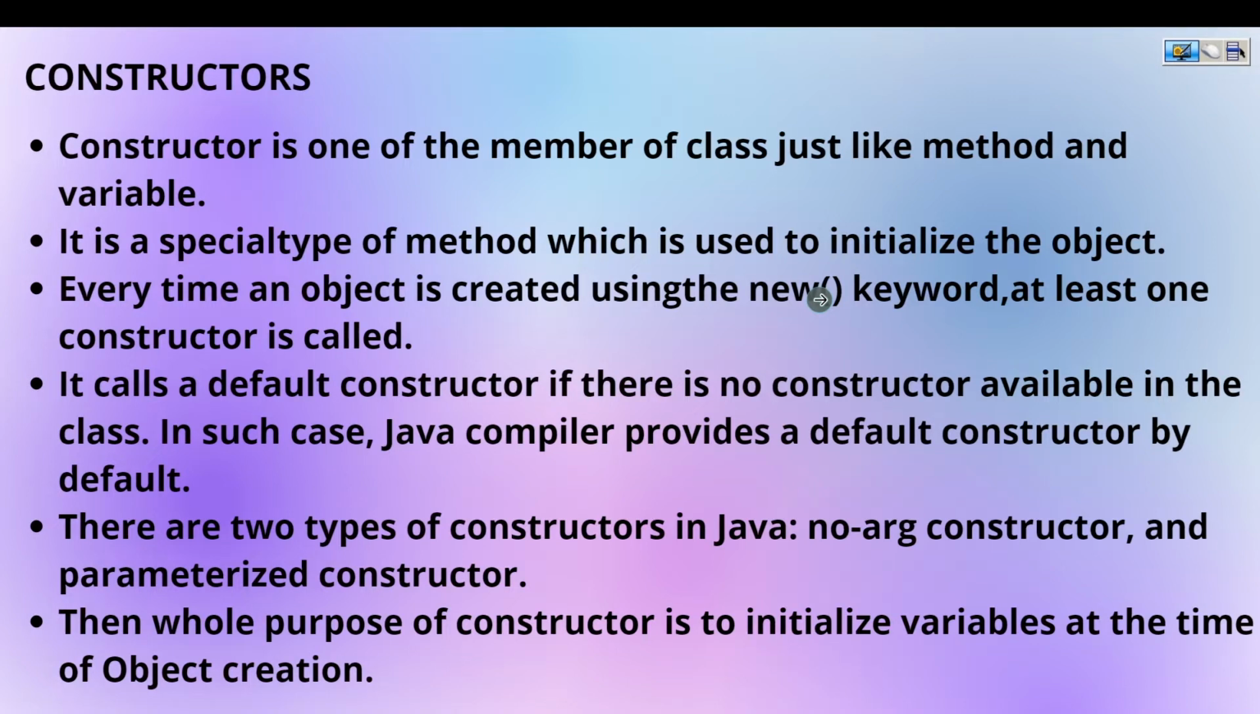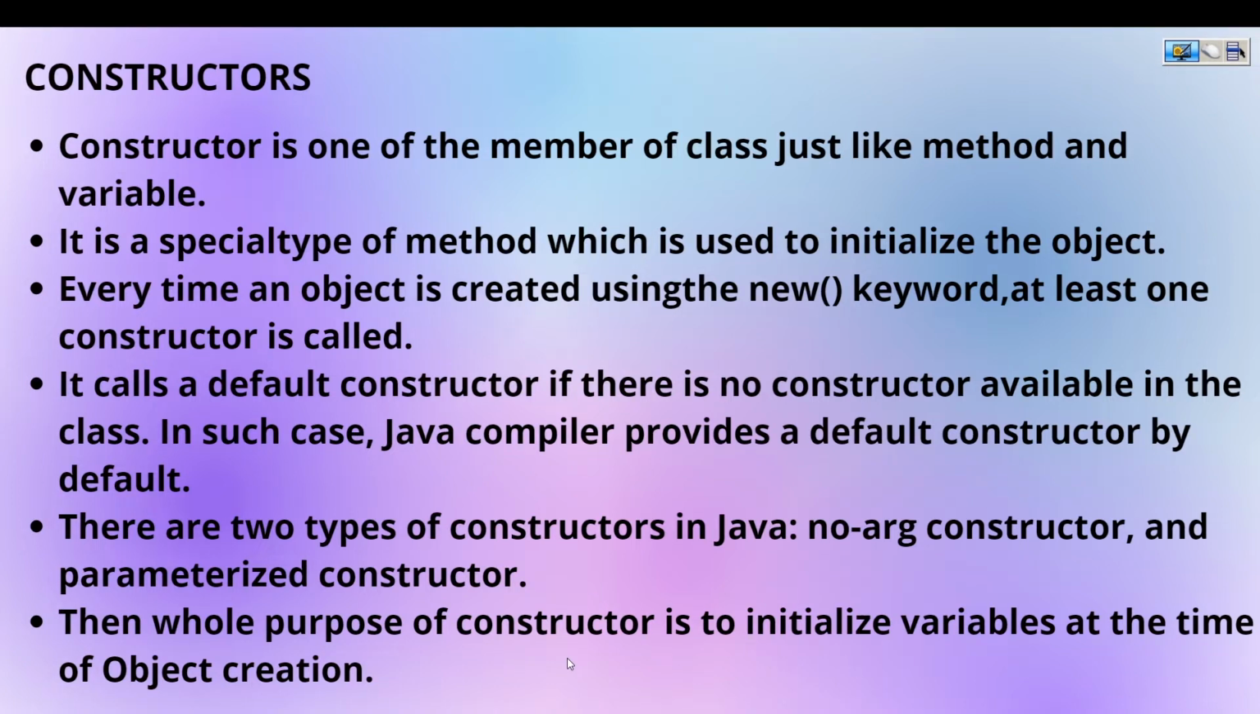It calls a default constructor if there is no constructor available in the class. In the previous videos, we have not created any constructor. That means it has always used the default constructor. In such cases, the Java compiler provides a default constructor by default. There are two types of constructors in Java: no argument constructor and parameterized constructor. We are going to see these constructors in this same video. The whole purpose of a constructor is to initialize variables at the time of object creation. First we are going to see the types of Java constructors, then the rules to create those constructors.